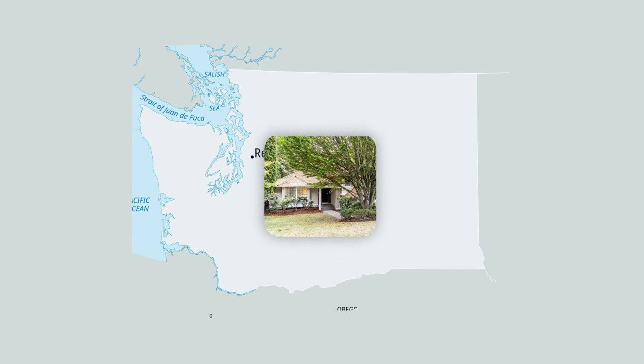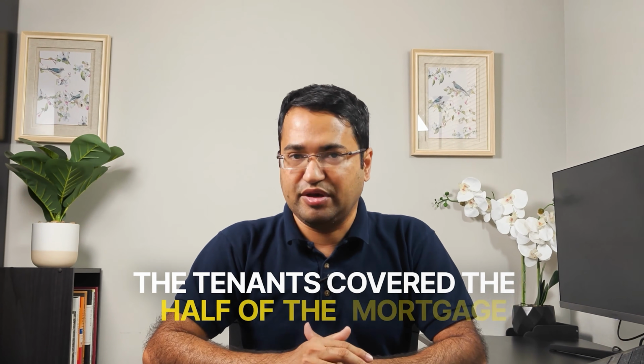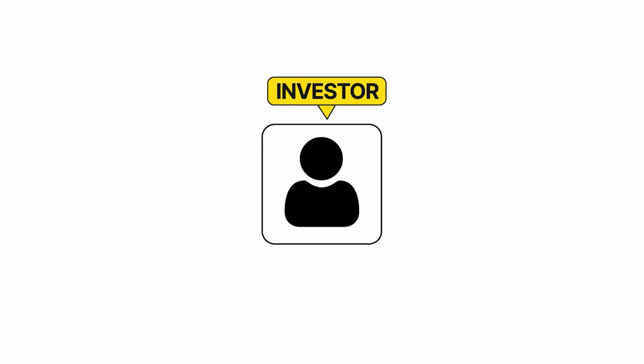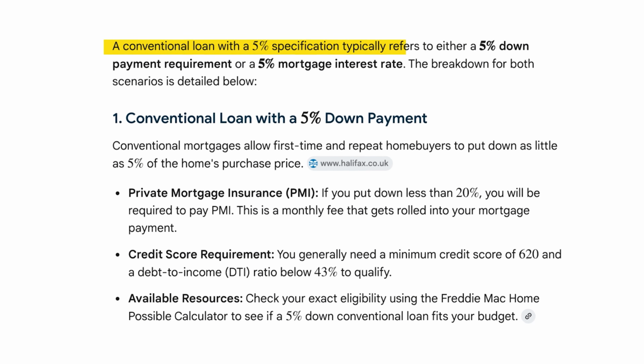My first primary residence was in Redmond, Washington, a market that failed the 1% rule completely. I bought it with a conventional 5% down loan, owner-occupied financing, because I was going to live there. I moved into the house, I rented out the basement, and the tenants covered half of the mortgage. In a market where a straight rental investment would never cash flow, I was living for half of the mortgage and building equity every month. That's what owner-occupied financing unlocks. As an investor, you need 20 to 25% down. As an owner-occupant, you can use an FHA loan at 3.5% down or conventional at 5%.